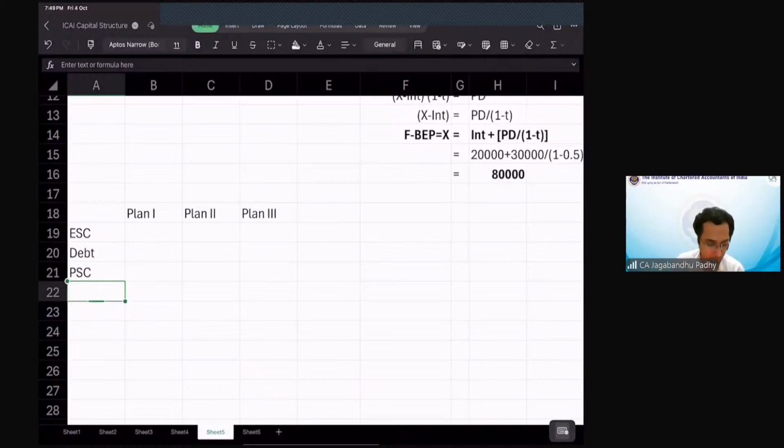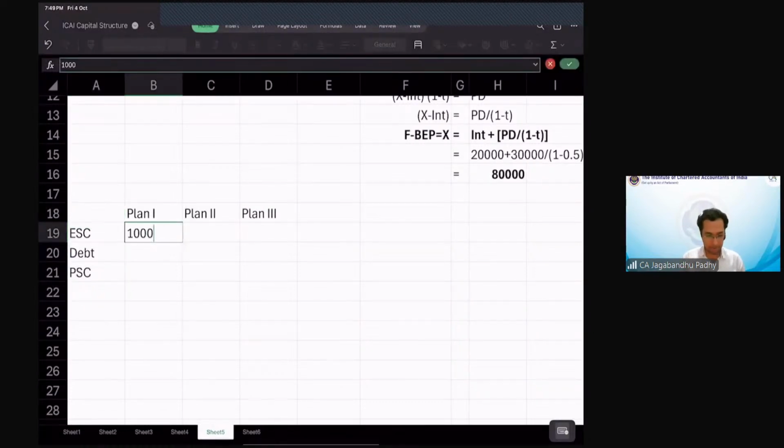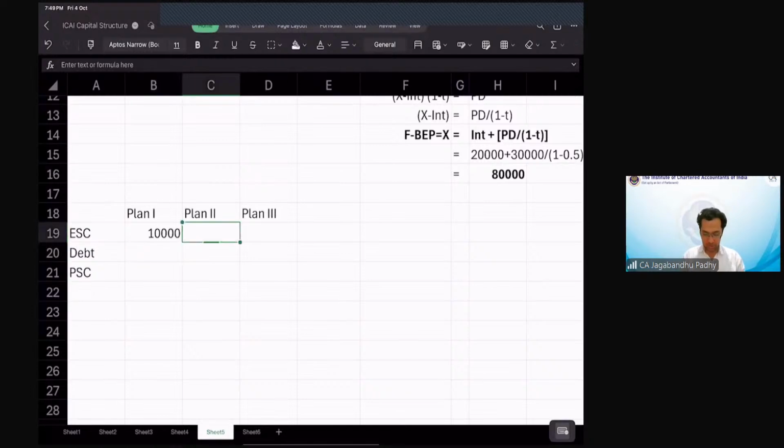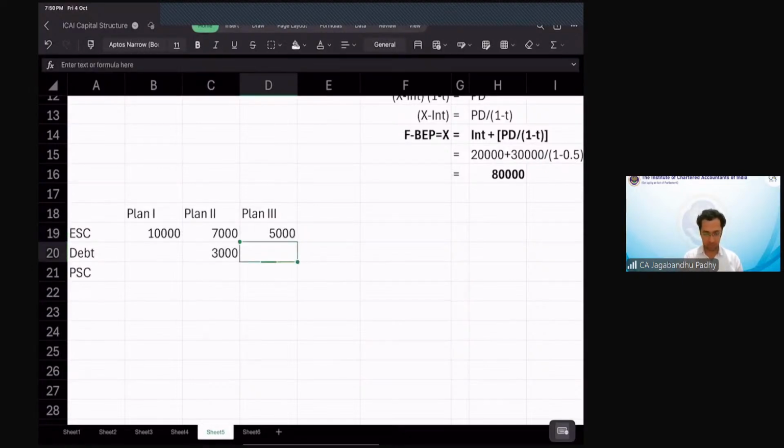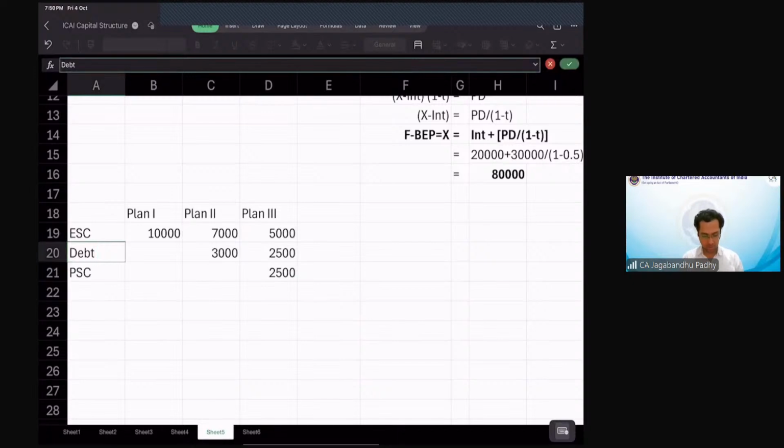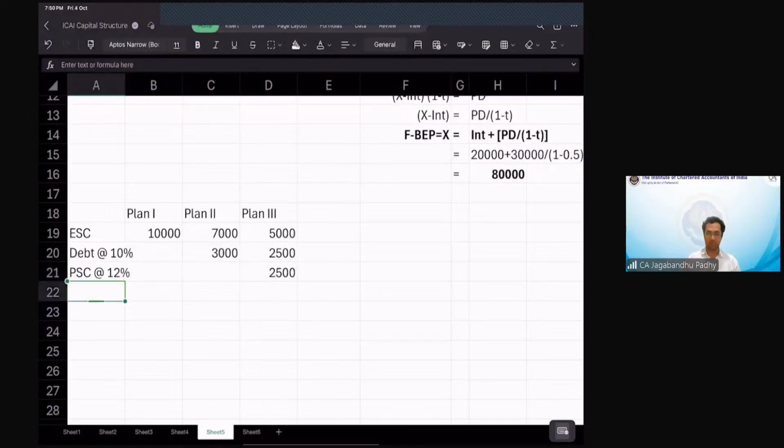Now, for each of these 3 plans, let us say equity share capital is 10,000. Here it is 7,000. Okay. Debt is, let's say, 3,000. The third financing plan is having, let's say, 5,000: 1,500 debt, 1,500 equity. Let's say debt is at the cost of 10%. Preference share capital is at the cost of 12%.